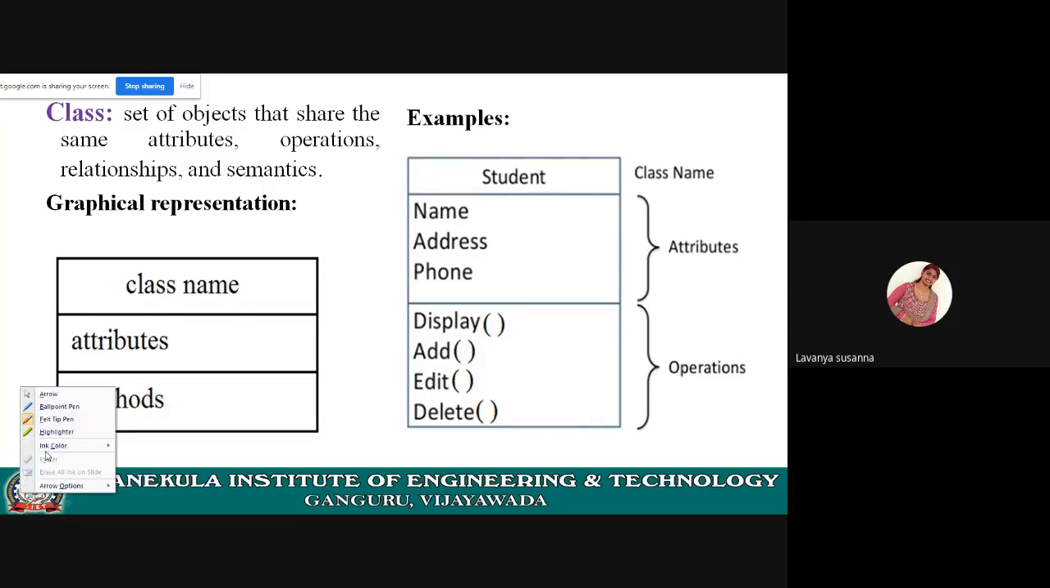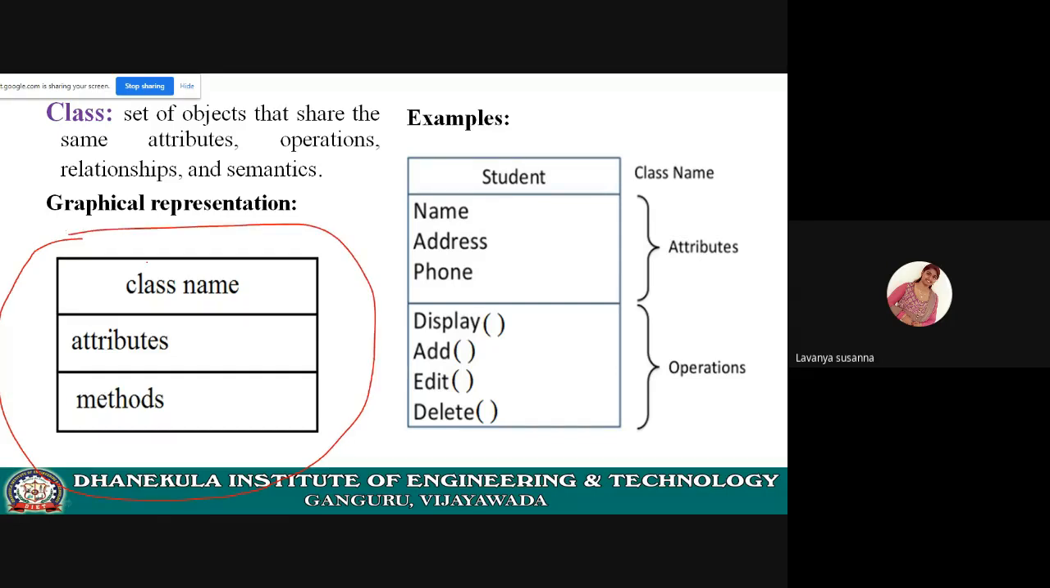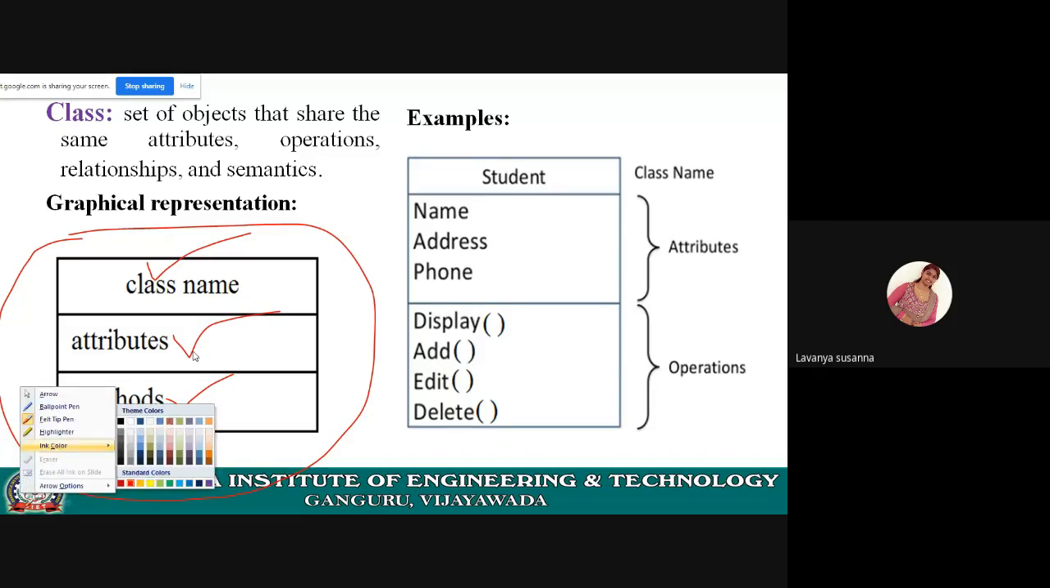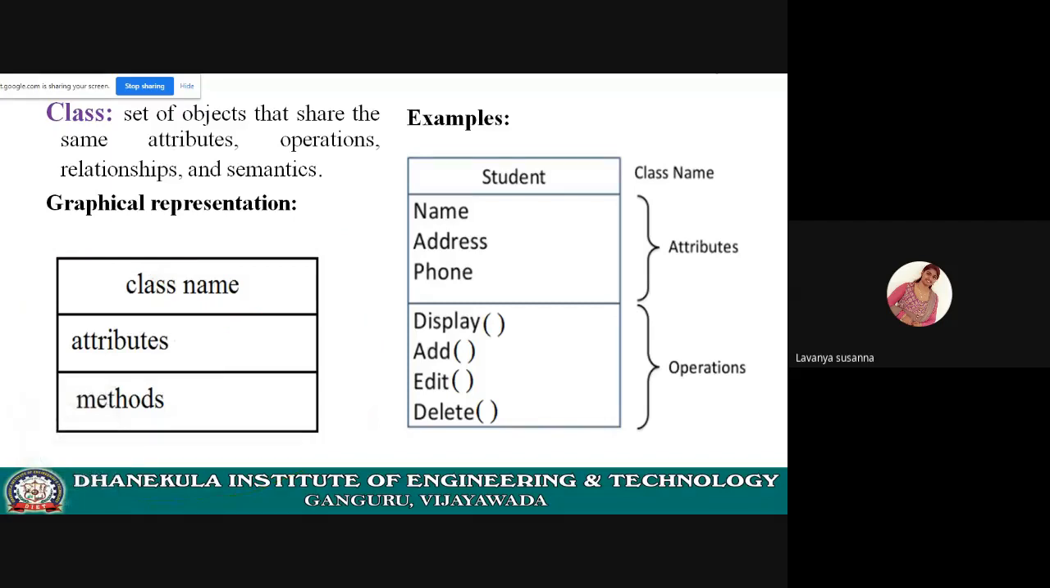Already you know this class, right? Class is nothing but a set of objects that share common properties. Now let us see how graphically you can represent a class. This is the graphical representation. Rectangle, first class name, next draw a line, and next attributes, again draw a line, and then methods. This is the class representation. Draw rectangle symbol, class name, draw a line, and next attributes, draw a line, and next methods. This is the class representation. I hope you know already. Now see the example.